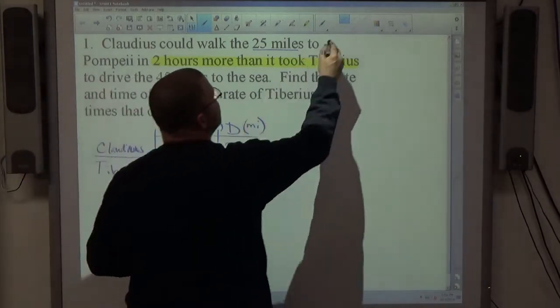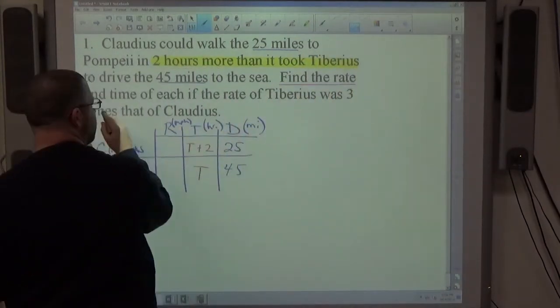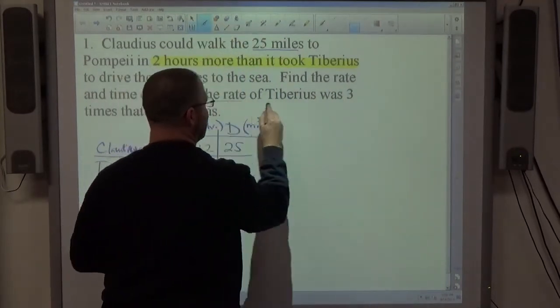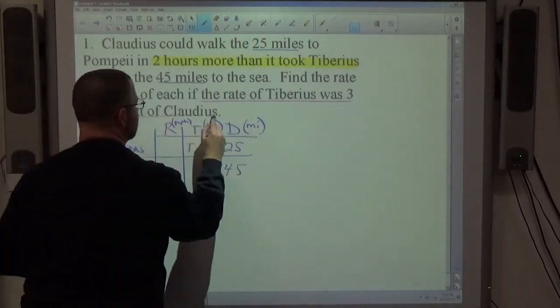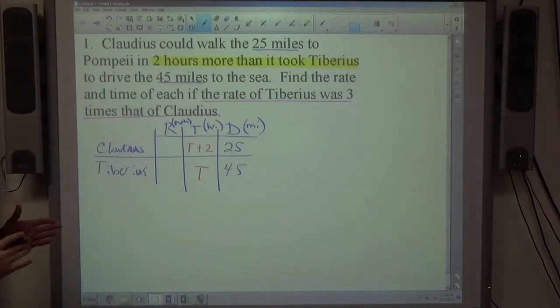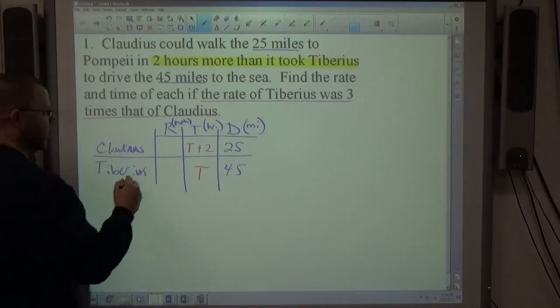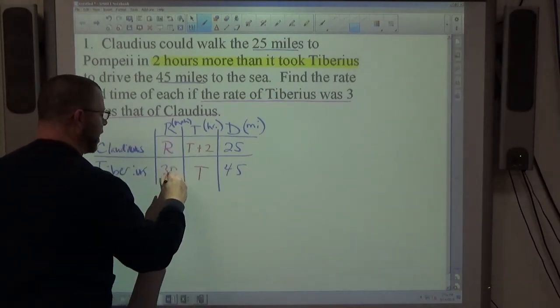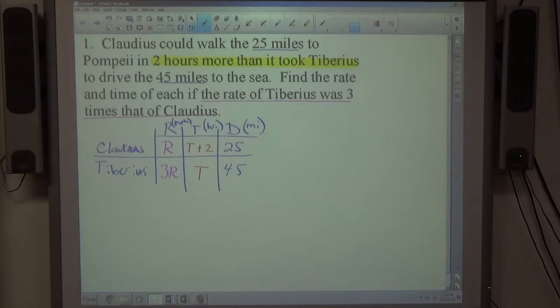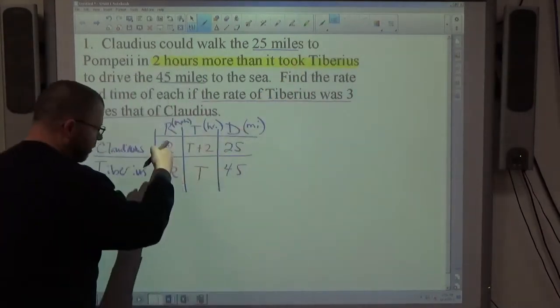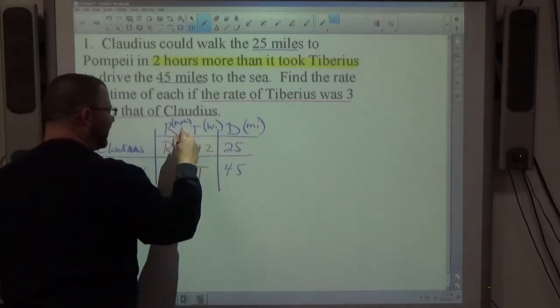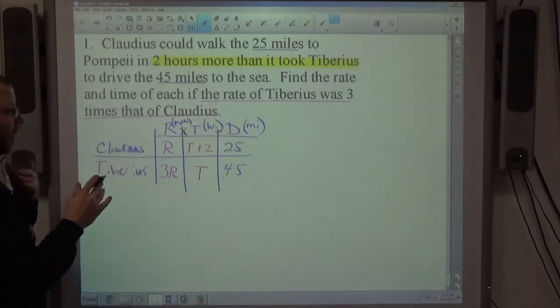The other thing says the rate of Tiberius, wrong, the rate. The rate of Tiberius was 3 times that of Claudius. So they're telling me that Tiberius is going 3 times faster than Claudius. So if Claudius is going at some speed r, Tiberius is going 3 times that fast, so 3 times r. Make sure it's multiplication happening there. Once I get something in the rate, something in the time, and something in the distance box on each of these, it's rate times time equals distance. That's how you create the equation every time.